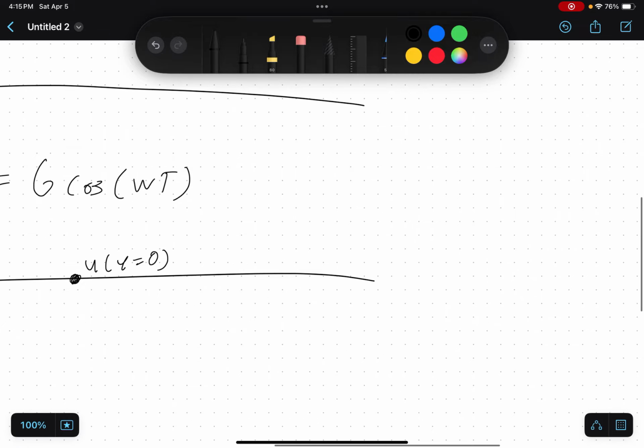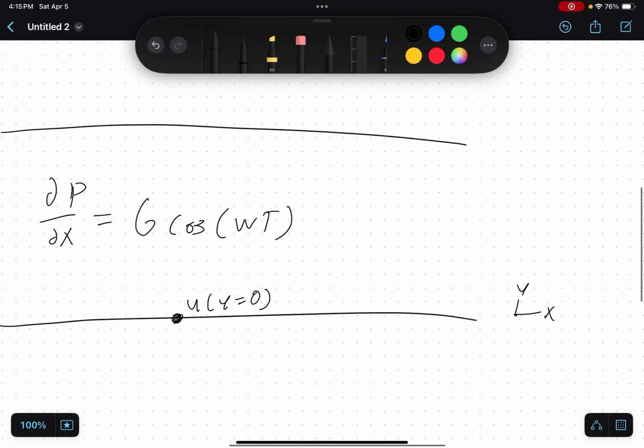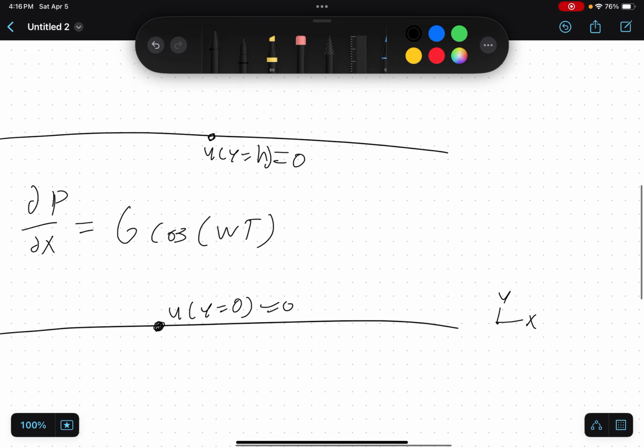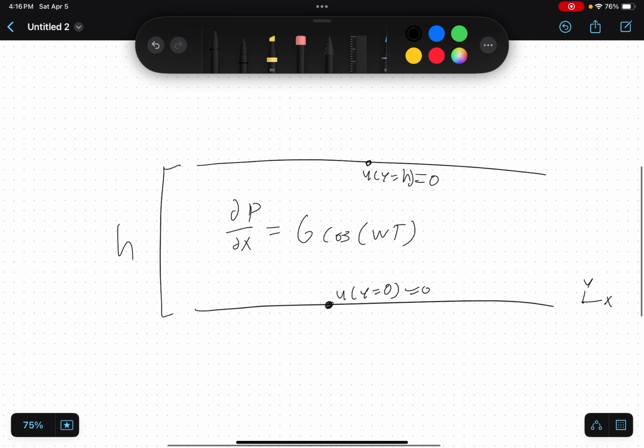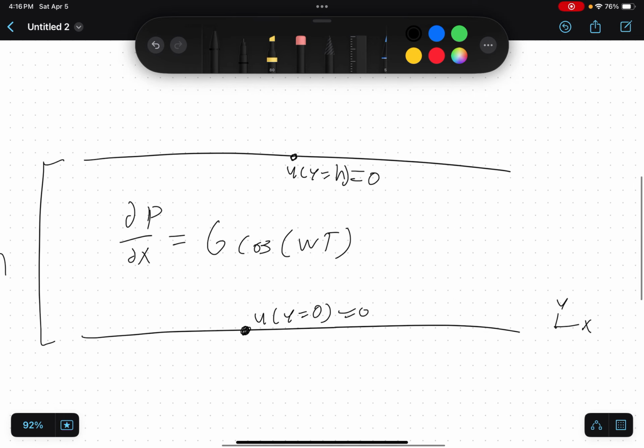Oh, gotta draw the axis. X, y. u at y equals 0 is 0 for no slip, and u at y equals h equals 0 also for no slip. And that's h, the height of the channel. I don't want to say tube because that means radial coordinates, and we're not doing that yet.